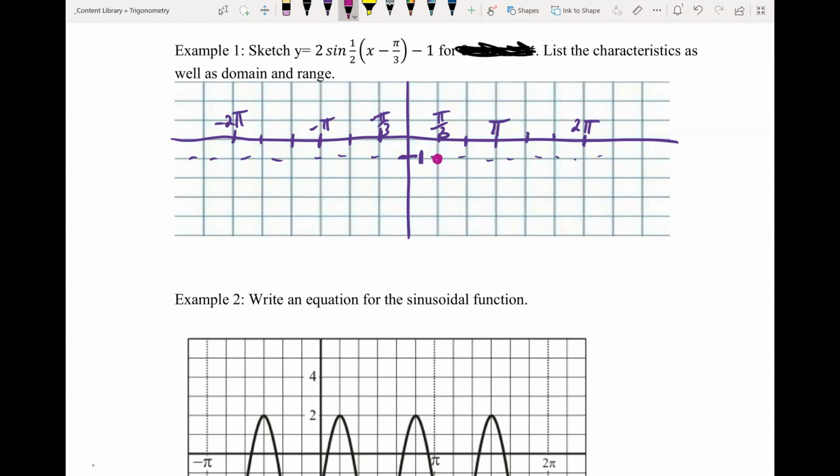Okay, then our next step is to determine the period of the function. So our period is calculated as P equals 2 pi over frequency. Our frequency is a half in this case. Bring the half back to the top through multiplication. This gives us 4 pi. So our period is 4 pi.